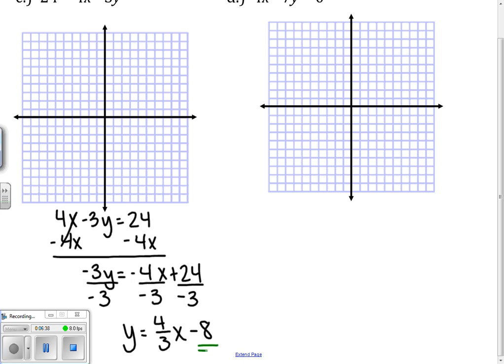Always start your graphing at your y-intercept. My y-intercept here is a negative 8. The slope means I should go up 4 and over 3, at least twice, so you can comfortably get a line. And draw it in.